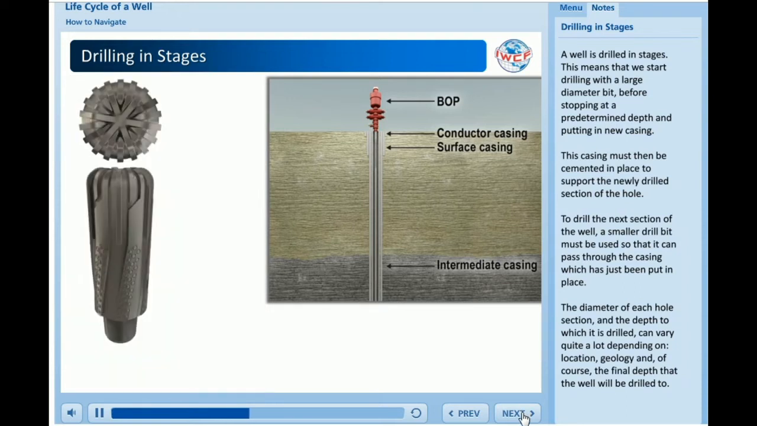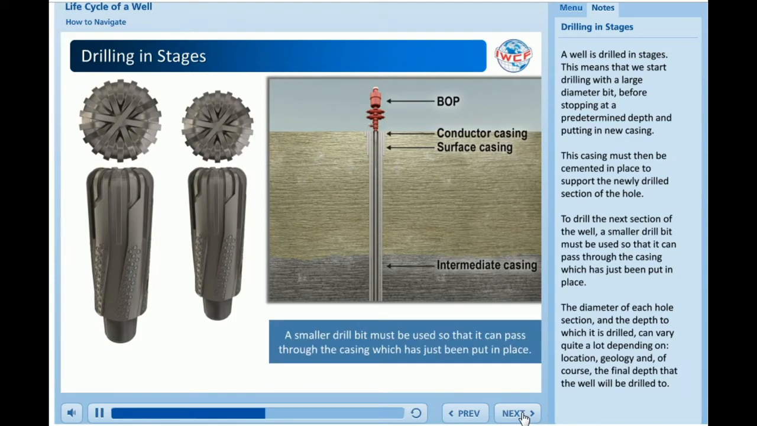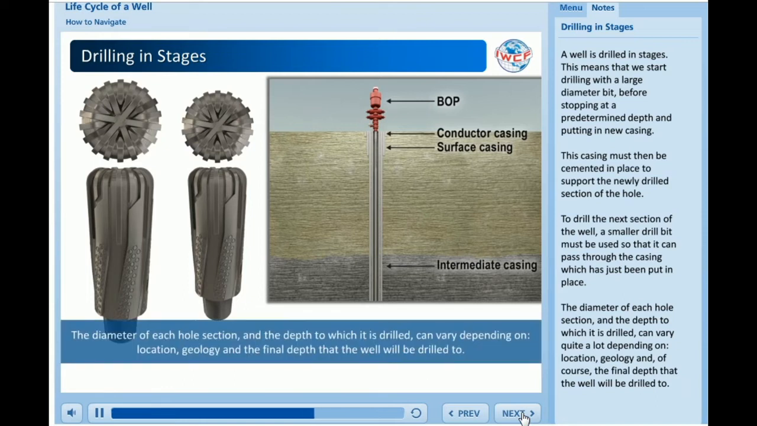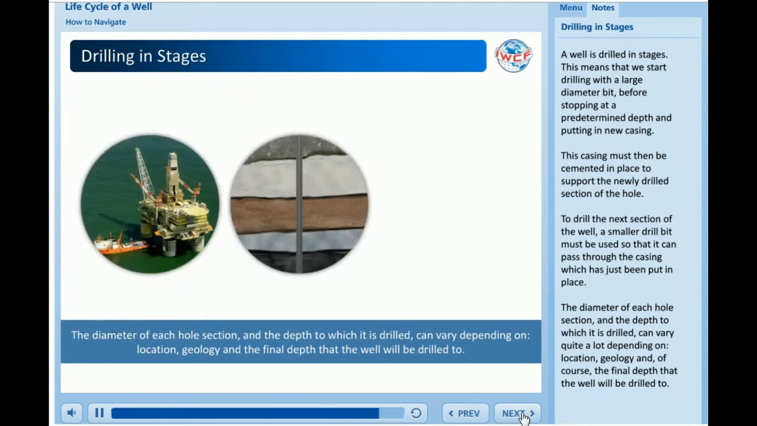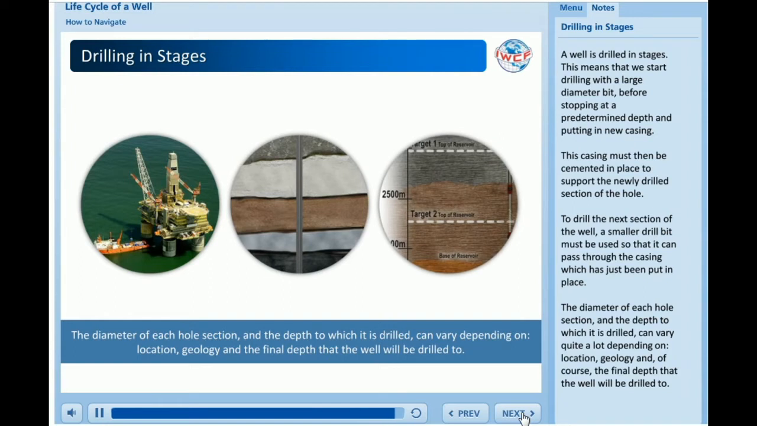To drill the next section of the well, a smaller drill bit must be used so that it can pass through the casing which has just been put in place. The diameter of each hole section and the depth to which it is drilled can vary quite a lot depending on location, geology, and of course the final depth that the well will be drilled to.